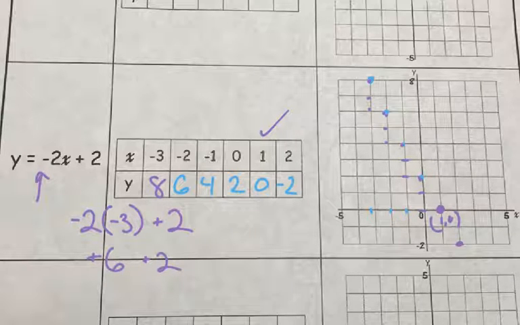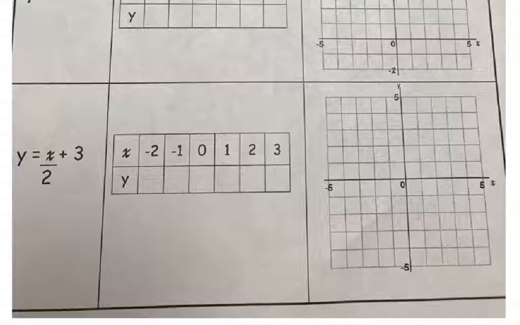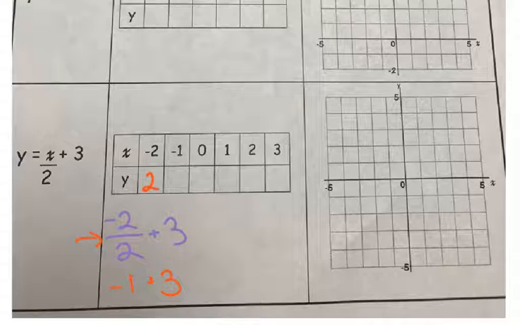All right, last one on the front page. This one is a tricky one. So, x equals -2. That's -2 divided by 2 plus 3. Following your order of operations, we're doing division first. -2 divided by 2 is -1 plus 3 is 2.